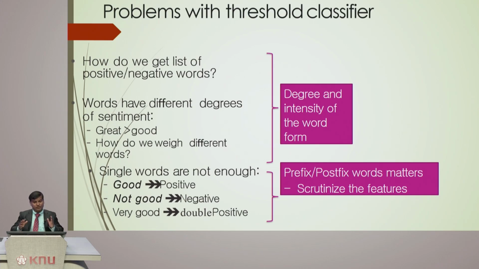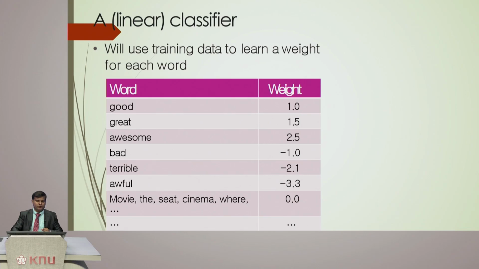Let's try to refine our original model of this classifier. Let's see how we can do it. So now we are going to give some weights for these words. For example, if it is good, let's say we give 1 point. If it's great, we say 1.5. If it's awesome, we say 2.5. If it's bad, we say minus 1.0. Terrible, minus 2.1. Awful, minus 3.3, and so on. So we'll use this to train the system.